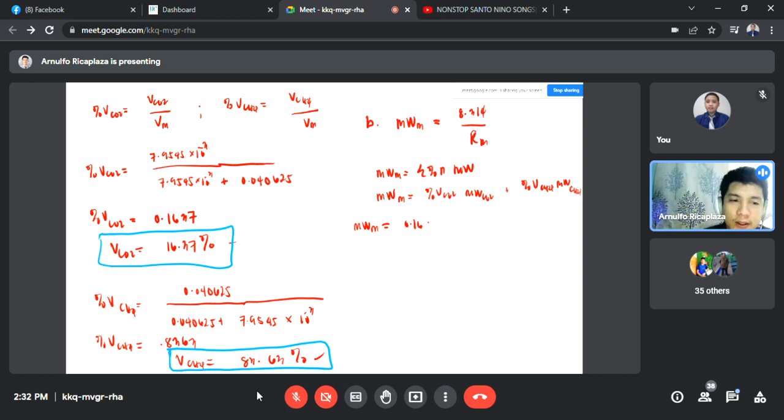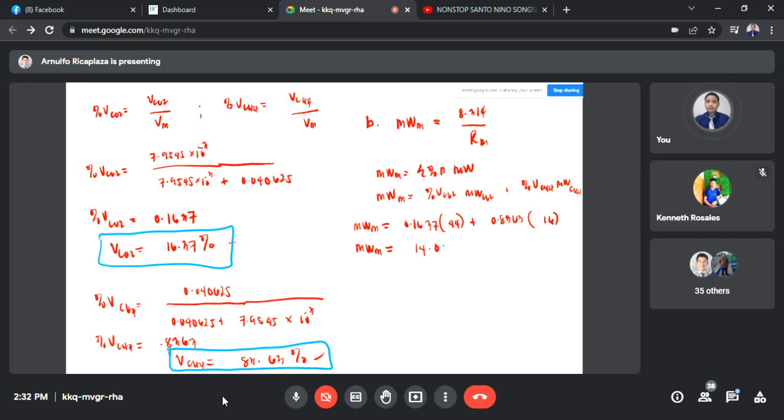First the CO2, 0.1637 times the molecular weight of the CO2, which is 44, plus the 0.8363 times the 16. Okay, how much is the total molecular weight of the mixture, guys? 20.356.